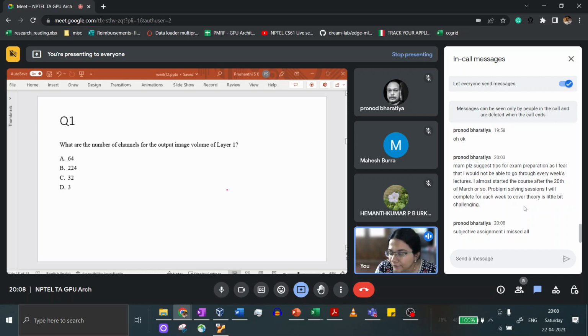So once you cover all the problem solving sessions and the assignment material, and you've gone through the slides, that will give you a bit of confidence that okay, you've prepared for the exam reasonably well.